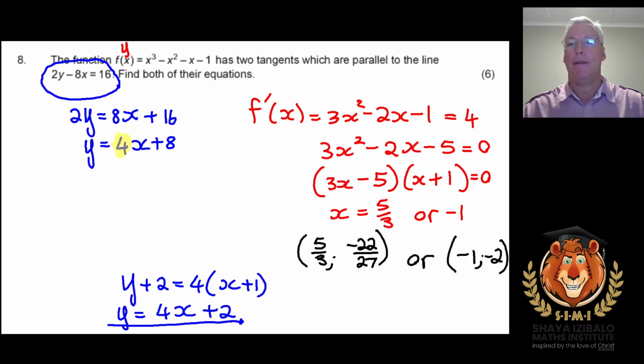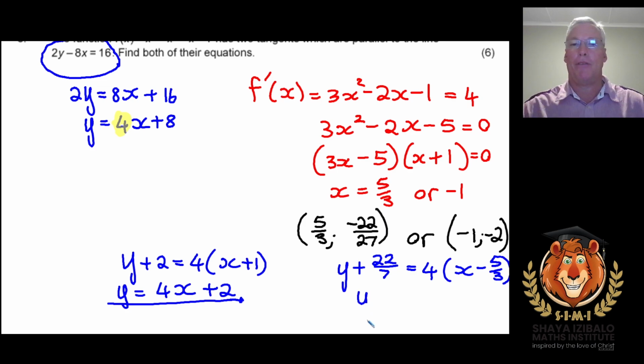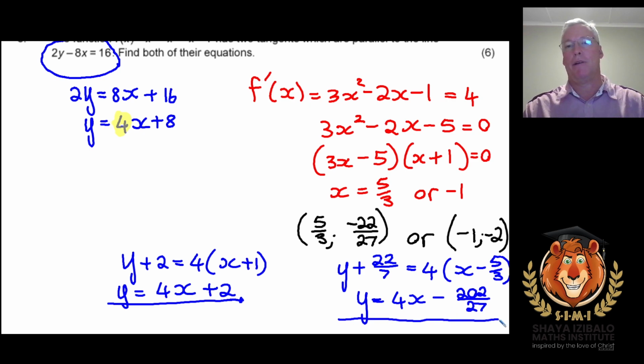And the other one: y minus the y value, so y plus 22 over 7, equals 4 times x minus 5 over 3. And this one simplifies to y equals 4x minus 202 over 27. Not very nice numbers, but there they are nonetheless.